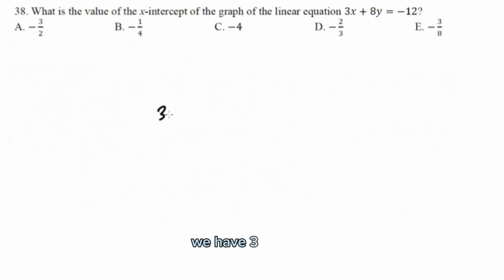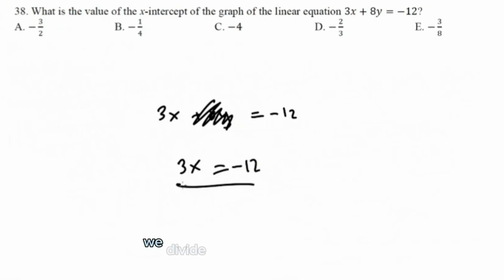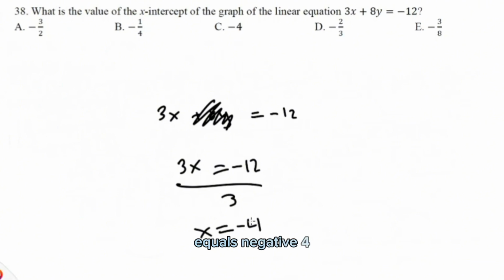So we have 3x plus 8y equals negative 12. But in this case, the y is 0, so we don't have that. So it's just 3x equals negative 12. We divide out the 3 on both sides to get x equals negative 4, and that's your answer.